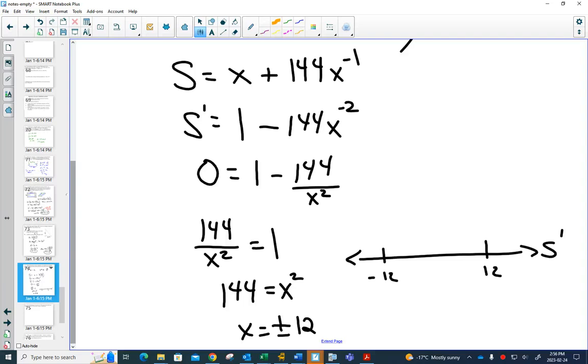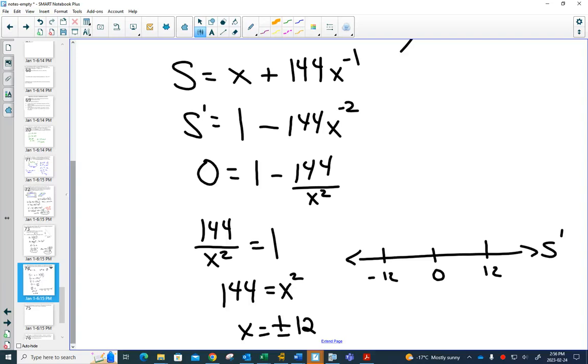Oh, we also have to add 0 to our number line, because 0 is a non-permissible value in our derivative. So we have to check these places. Where is our graph increasing? Where is it decreasing?